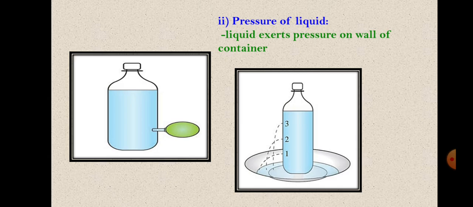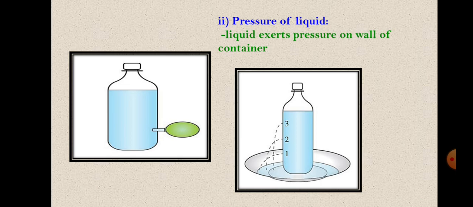The area increases, the pressure reduces. Third, we will study about the pressure of liquid. Now in case of liquid also, it exerts pressure on the wall of the container. For this we can perform these two experiments. In the first one, we have to make a hole in the lower part of the bottle, and with the help of a pipe we have to put a balloon on it, and we will see that the water from the bottle enters inside the balloon.